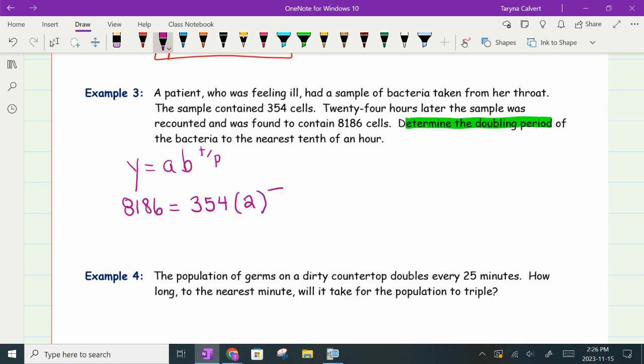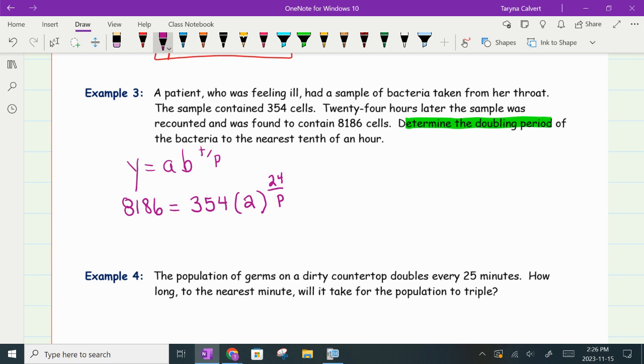And then my T is, right? So 24 hours later, so that's my T, because that's the total time, right? So 24 hours later, we ended up at 8,186. So that's the total time that we're looking at this scenario. And it does say find our doubling period. So remember, B goes with P. So that's what we're solving.